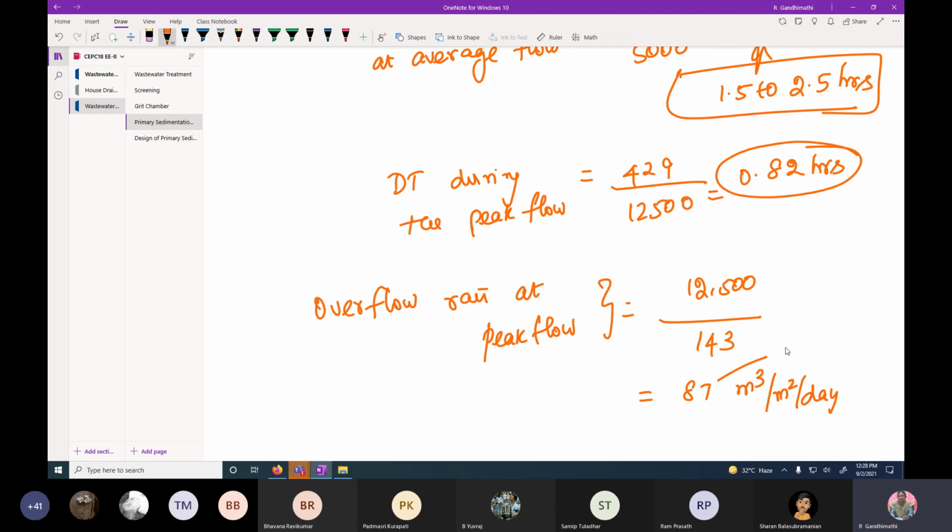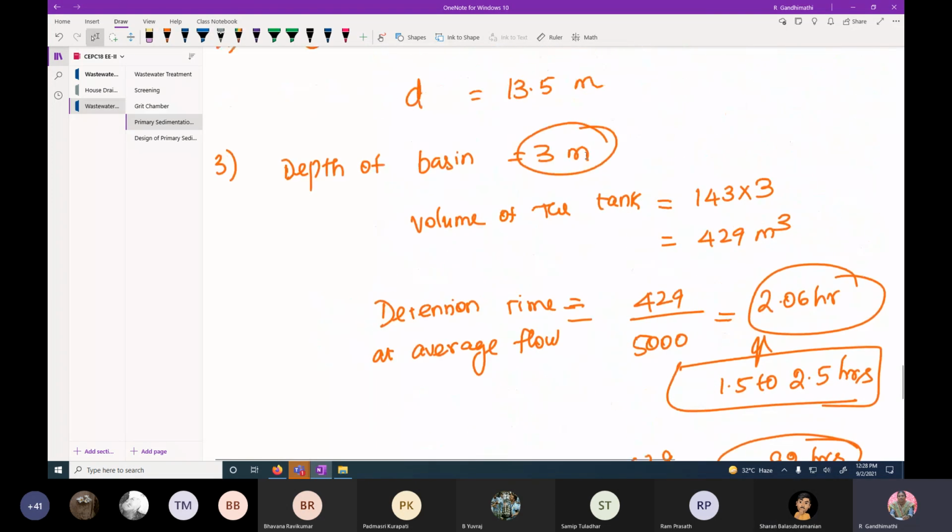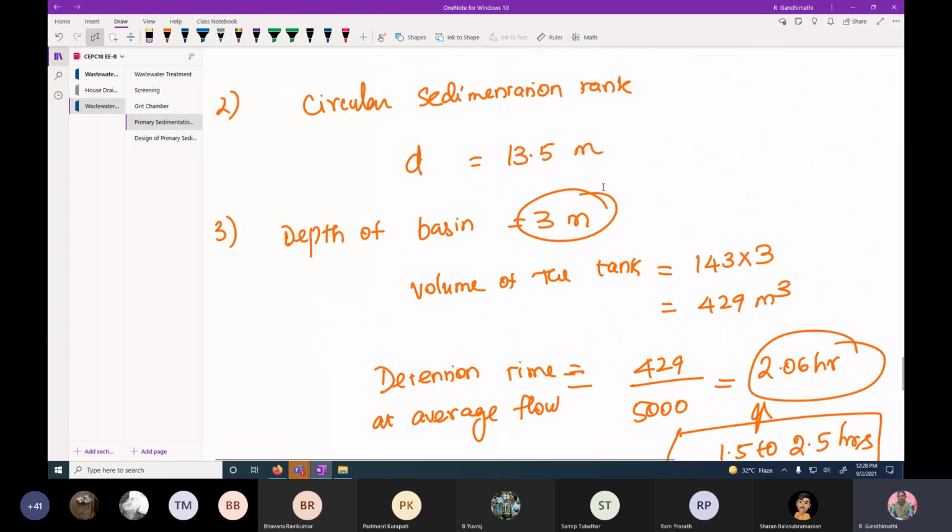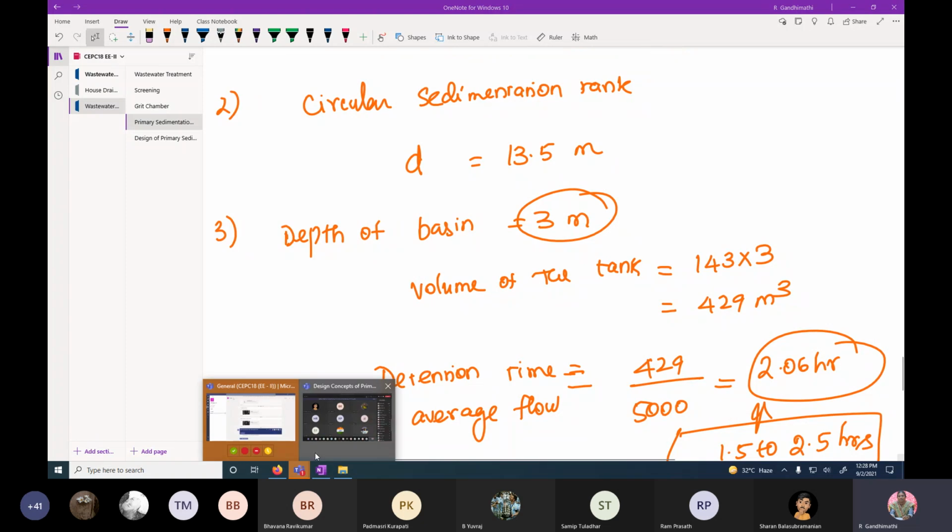Then how do you find out the weir loading rate? The weir should be provided along the circumference of the circular tank. The circumference is equal to the weir length here. You have to calculate that and then find out the weir loading rate. Is it clear, students? I can stop with this. You just go through the content, and next class we will study the biological systems.